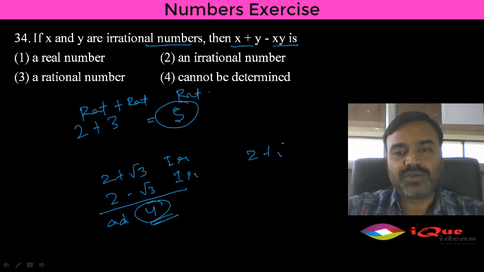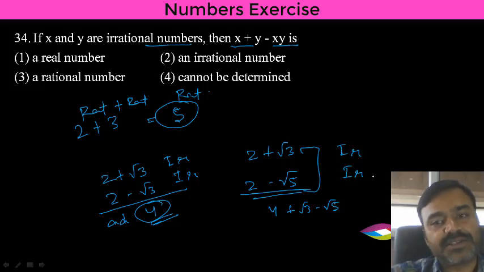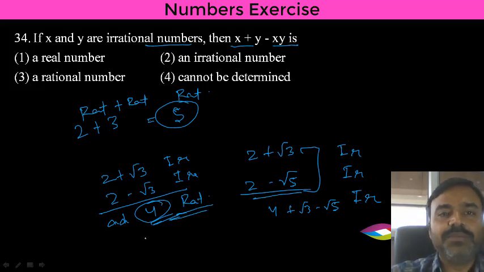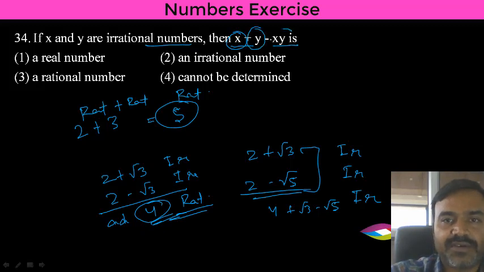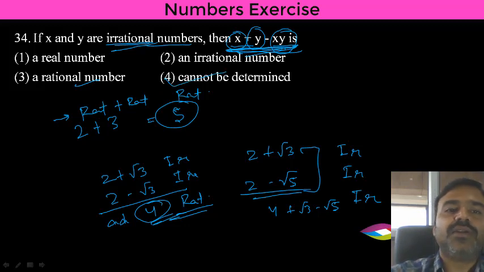But sometimes if I take 2 plus root 3 and 2 minus root 5, okay, after addition, it will be 4 plus root 3 minus root 5. So in this case, we are getting irrational plus irrational, still irrational. In some cases, irrational plus irrational, we are getting rational. So the problem here is that whatever is x, whatever is y, whatever is xy, unless we know it clearly, because it is irrational, we need to know the values. Then only we will be able to tell which one will be the correct one. If it was rational, then the answer was rational. For rational, there is no confusion. But for irrational, we cannot decide unless we know the number. Hence, cannot be determined.